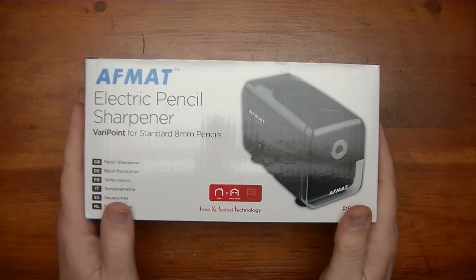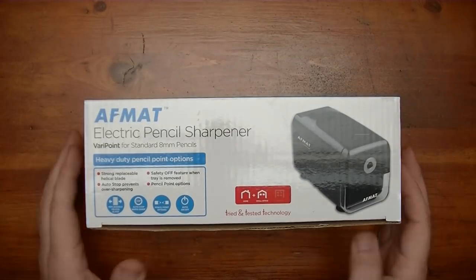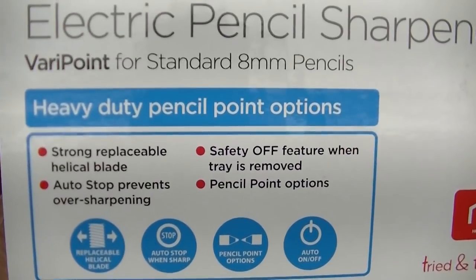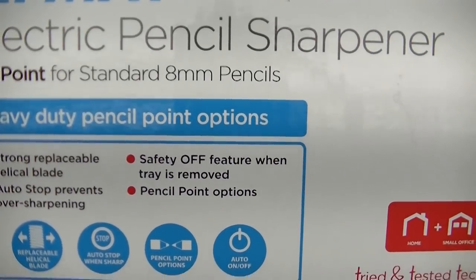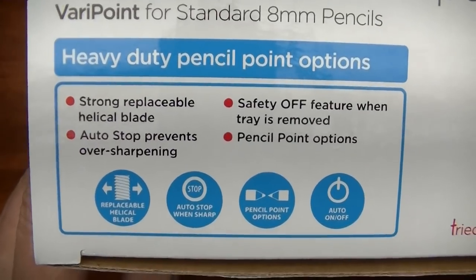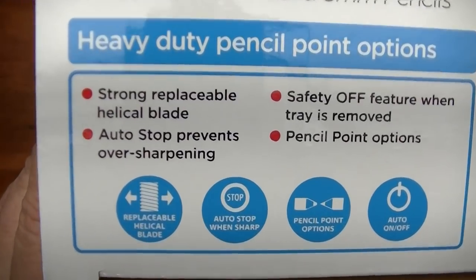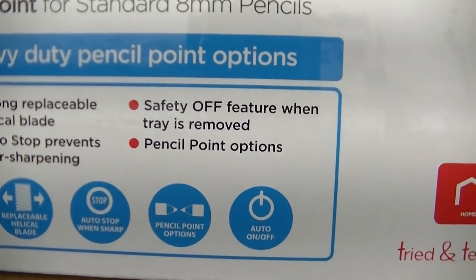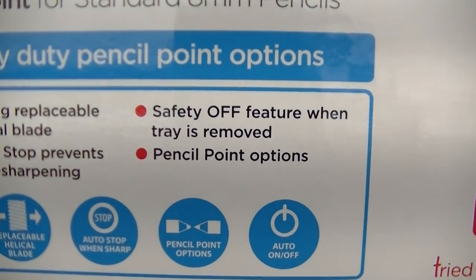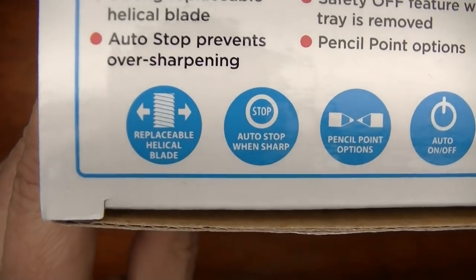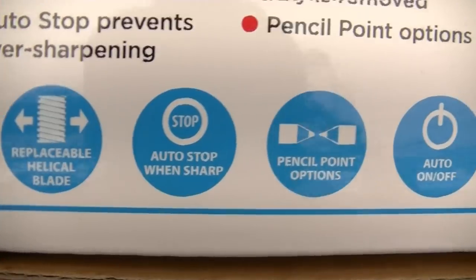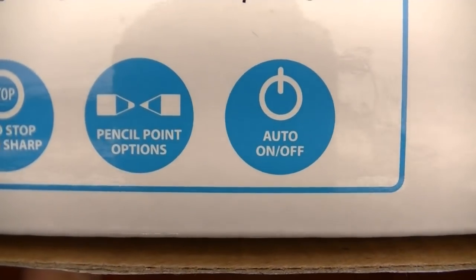Well, let's take a look at it. This is the way it came in this box. As you can see, it says AFMAT Electric Pencil Sharpener. Varipoint for standard 8mm pencils. Heavy duty pencil point options. Strong replaceable helical blade. Auto stop prevents over sharpening. Safety off feature when tray is removed. Pencil point options. Replaceable helical blade. Auto stop.